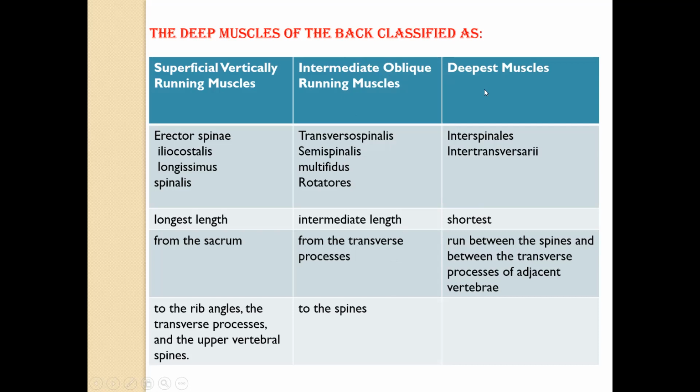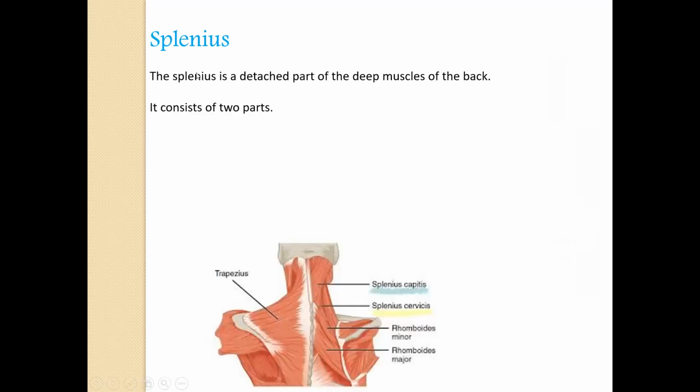The next one is deepest muscles. They include interspinals and intertransverse. They are the shortest muscles. They run between the spines and between the transverse processes of adjacent vertebrae. So now those are the main muscles you will see in the back of the human body.